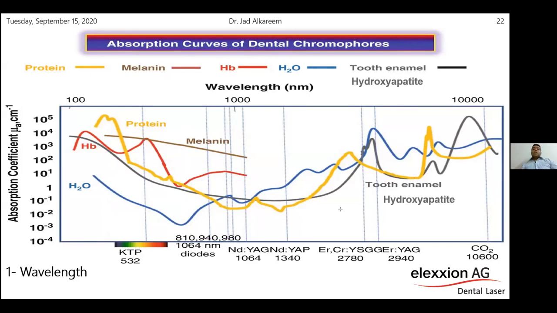So I just want to add one point regarding the hard tissue lasers, which are the erbium chromium YSGG, erbium YAG, and CO2. All of them, of course, are targeting the hard tissue, but they can also be used on the soft tissue. So we will discuss that in the next slide.